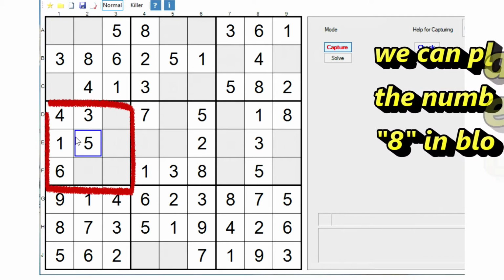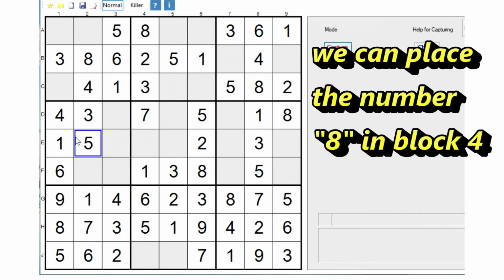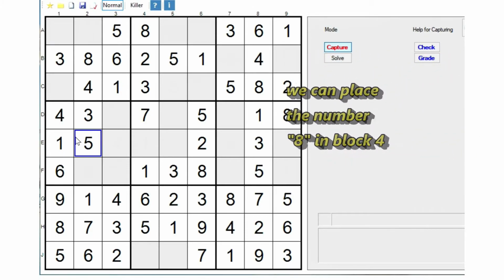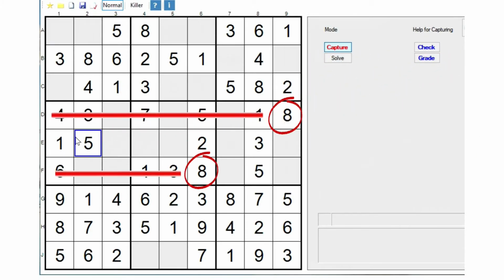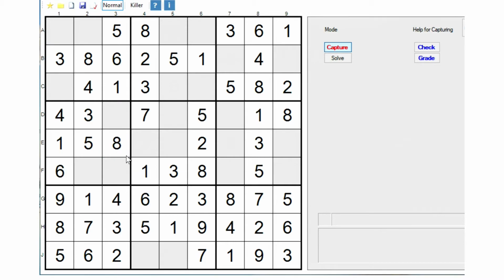Looking at block 4, we see it still needs the number 8, and using the 8s outside of block 4, we can draw lines that intersect with the block and eliminate all the cells except this one, so this must be the 8. Now block 8 still needs an 8, so let's see where it can go, and it has to go here. And now there is only one number missing from this block, and it's 1, 2, 3, 4, the number 4, and now this block is done and all the 8s have been placed.